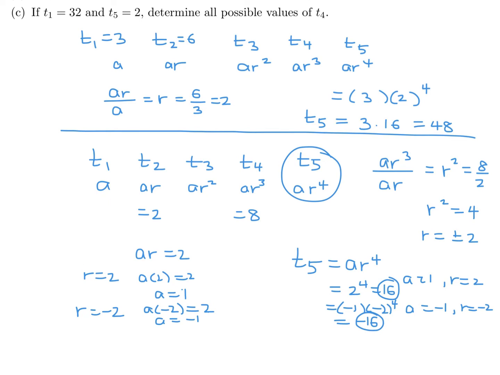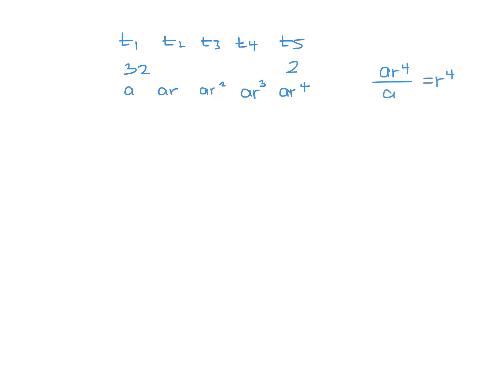Part C, if T1 is 32 and T5 is 2, determine all possible values of T4. So similarly, again, we've got T1, T2, T3, T4, and T5. And this time they have given me that T1 is 32 and T5 is 2. Okay, so this was AR squared, AR to the power of 3, and AR to the power of 4. So let's do this now. So AR to the power of 4 over A is equal to R to the power of 4. And in terms of numbers, that's going to be 2 over 32.